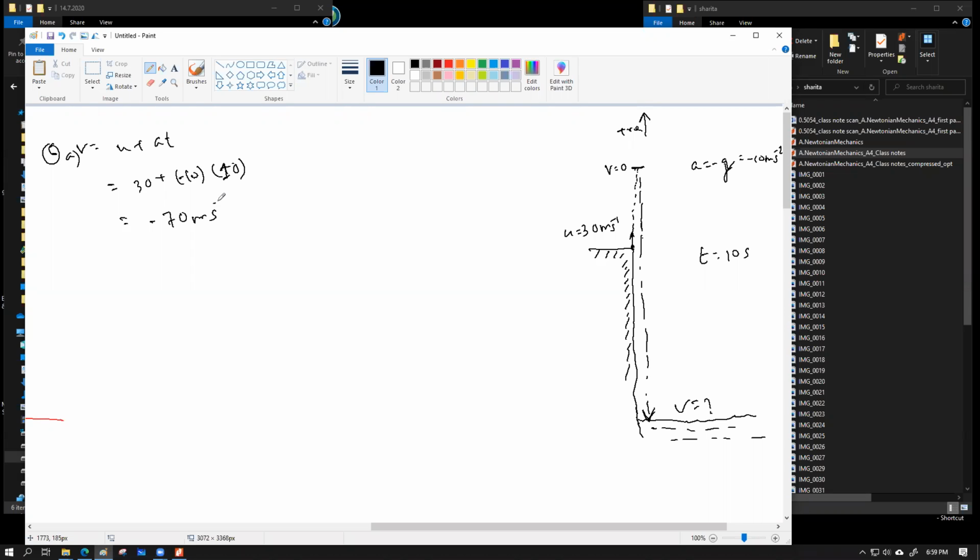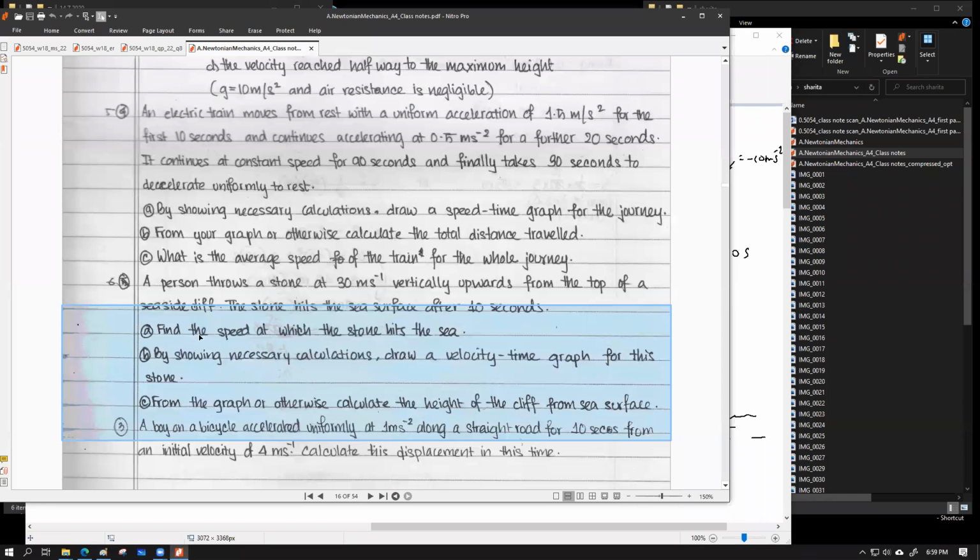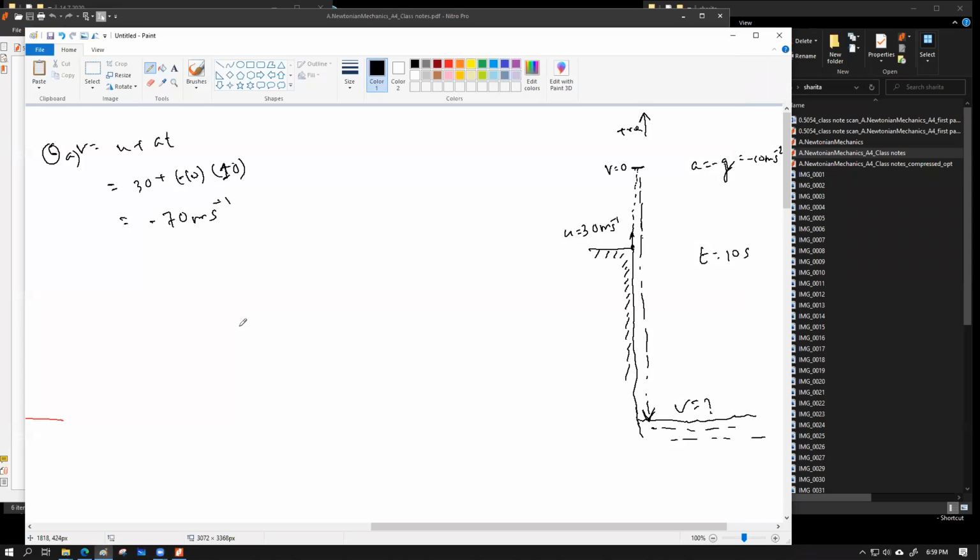This is supposed to be minus, because what this essentially means is that when the stone hits the sea, it's going to be moving downwards. But in our answer, we should not give the minus. Why? Because the question asked us to calculate what? Read the question. What does it say? Find the speed. Speed is a scalar quantity. Beautiful. So the question asked us for a scalar quantity, which means the question only asked for the magnitude. So we're going to only write, therefore, speed equals 70 meters per second.